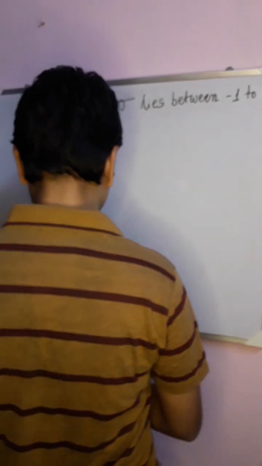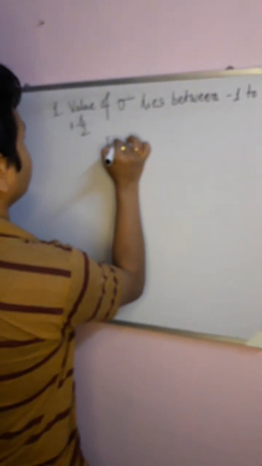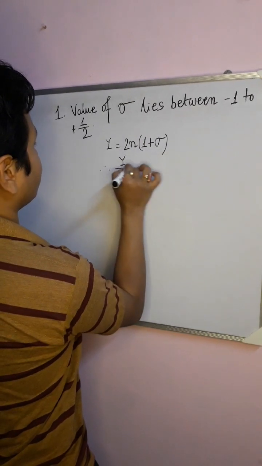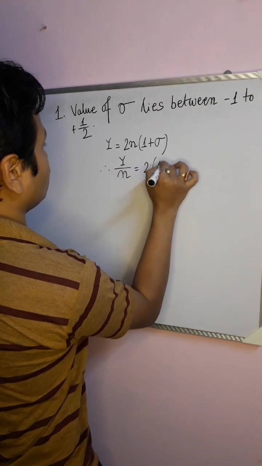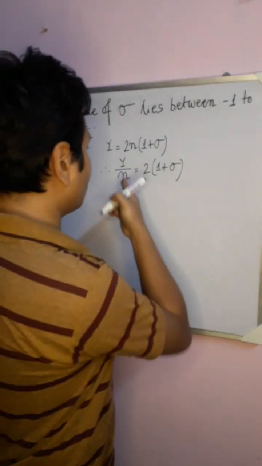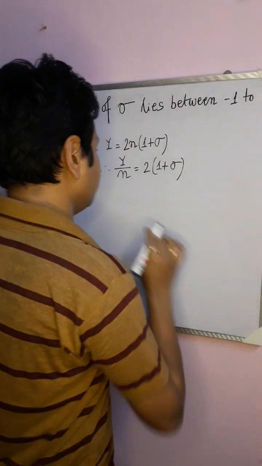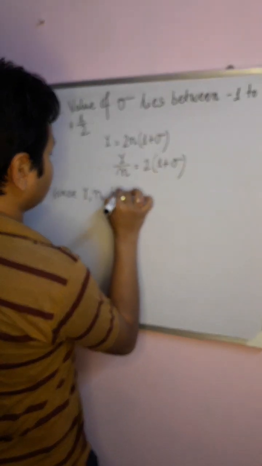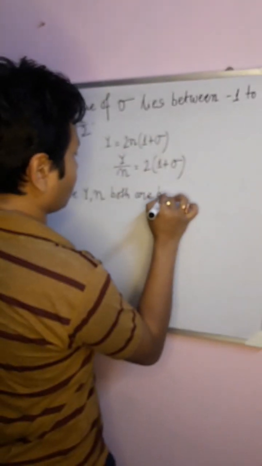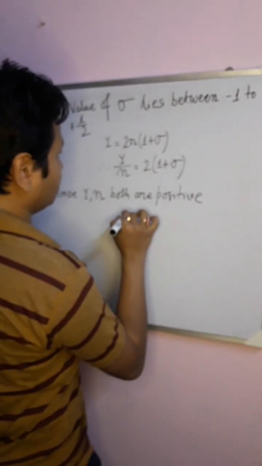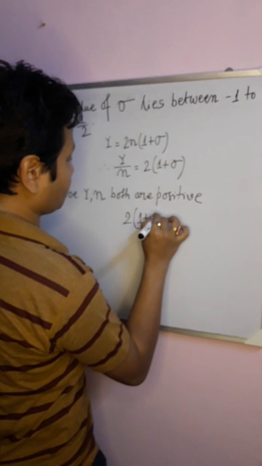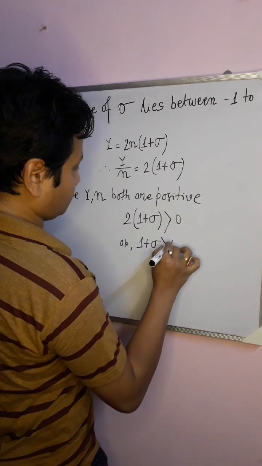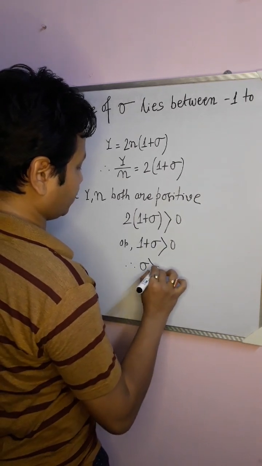Again, we know another relation, that is Y equals 2 eta into 1 plus sigma, from which one can write Y by eta is equal to 2 into 1 plus sigma. Now again, Young modulus and rigidity modulus both are positive. So since Y and eta both are positive, we can write this. That means from this relation we can write this.